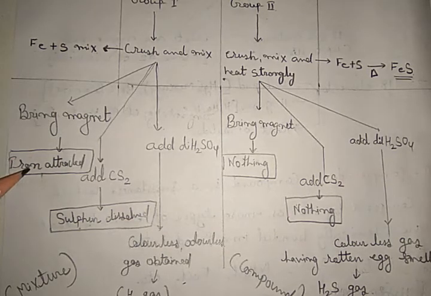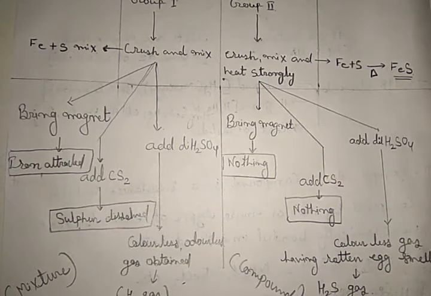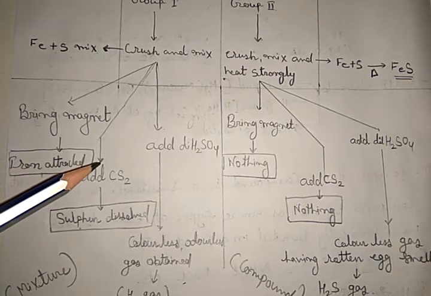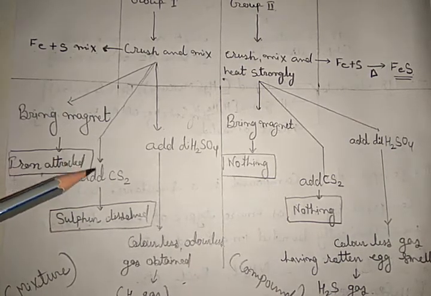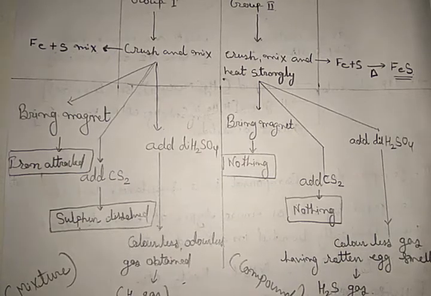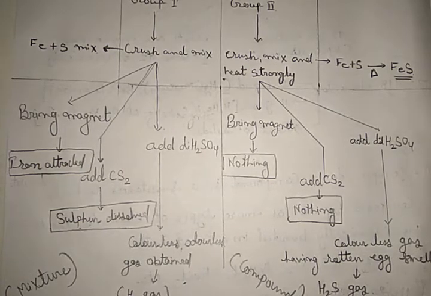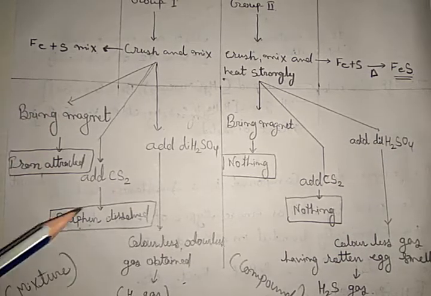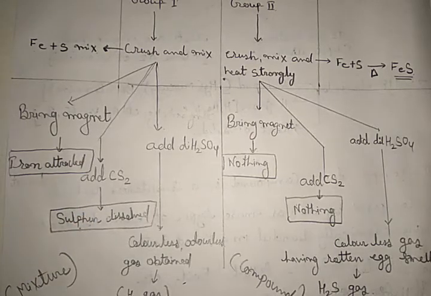Iron gets attracted towards the magnet. When we do the dissolution test and add carbon disulfide, the sulfur dissolves in it and the iron remains. In this, the iron is attracted and the sulfur remains. Here sulfur is dissolved and iron remains.